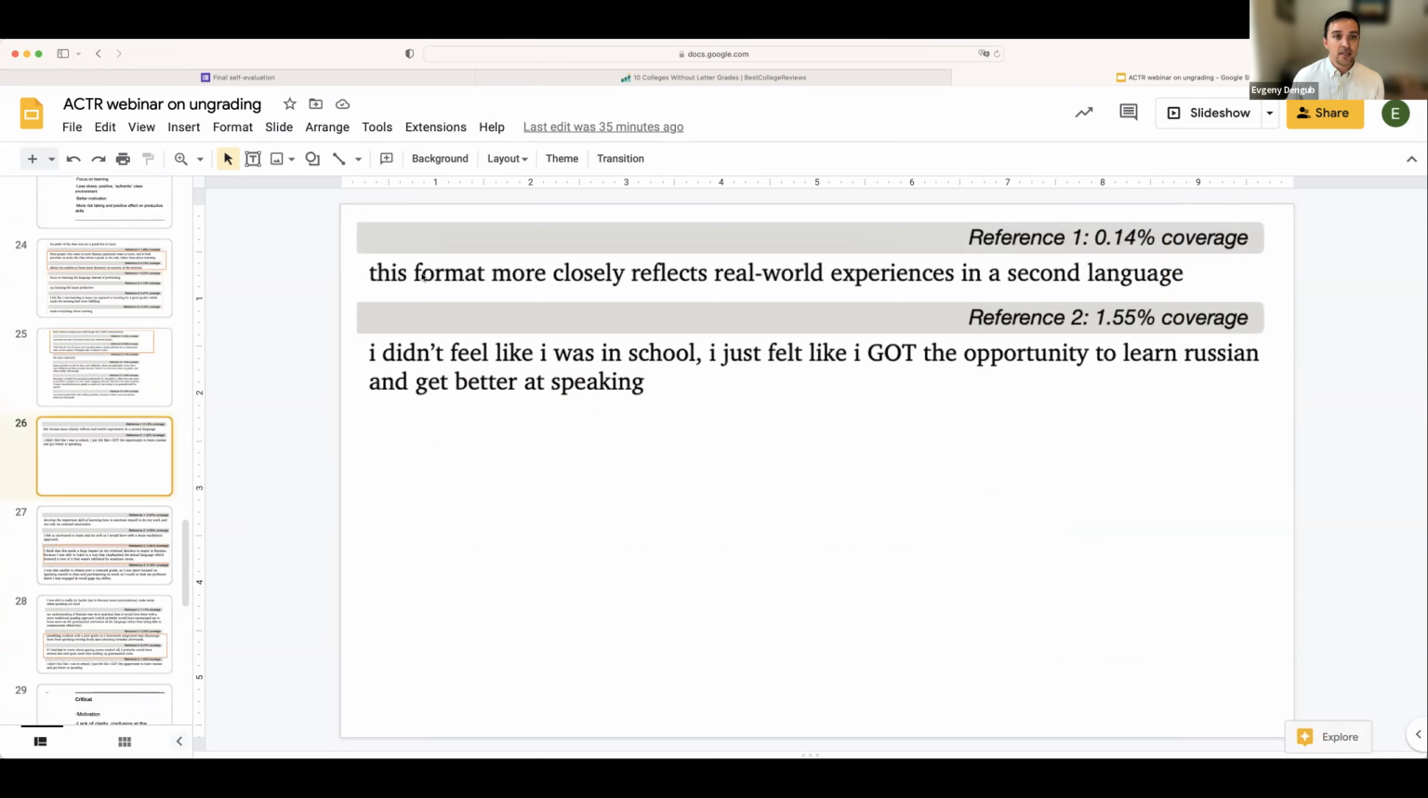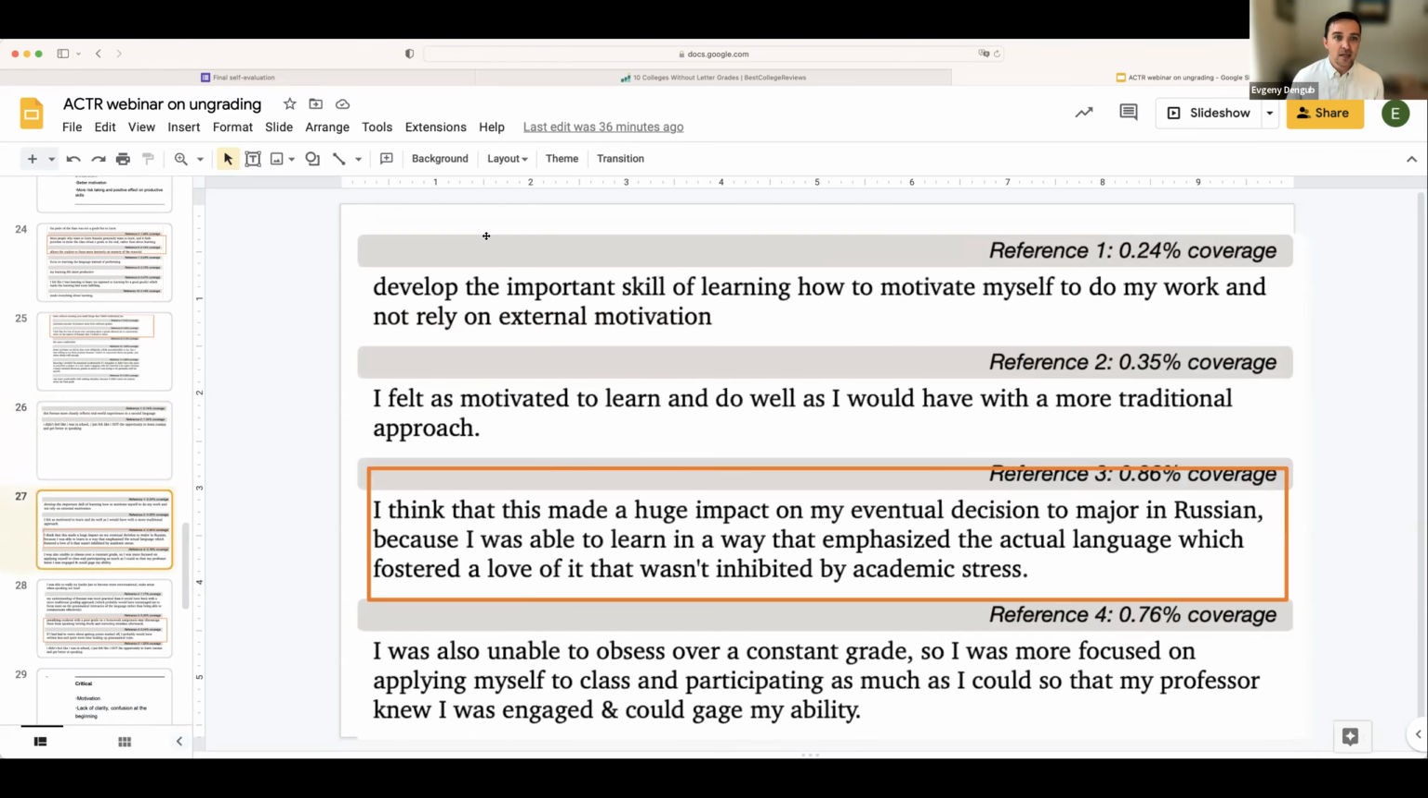Students also said that this format more closely reflects real-world experience in a second language, and I didn't feel like I was in school. I just felt like I got the opportunity to learn Russian and get better at speaking. So we were just doing the language. We just engaged in the conversation. We were doing the work, reading, talking, speaking, writing. So that atmosphere I was going for in the classroom.